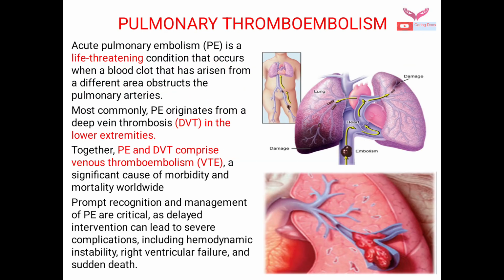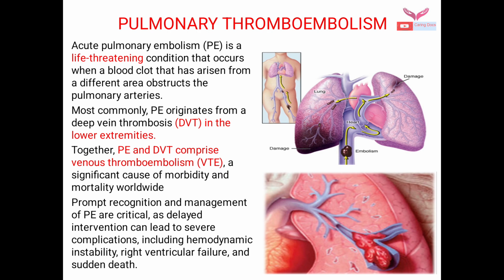Acute pulmonary embolism is a life-threatening condition which occurs when a blood clot that has arisen from different areas obstructs the pulmonary arteries. Most commonly, the pulmonary embolism originates from a deep vein thrombosis in the lower extremity. Together, pulmonary embolism and DVT comprise venous thromboembolism. It is a significant cause of morbidity and mortality worldwide.